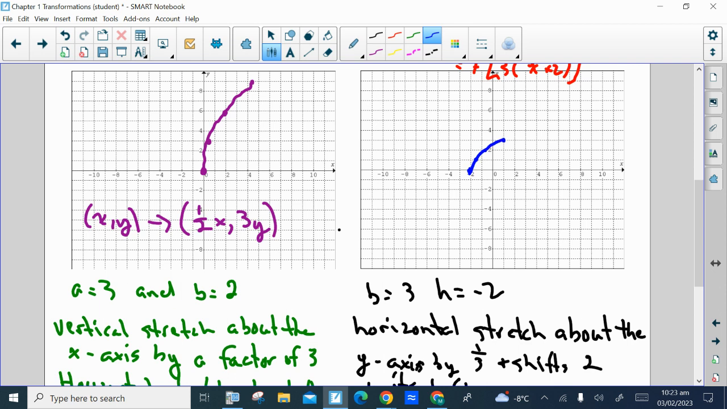So the original graph has a starting point and an ending point, so our new one will as well. There's no arrows on the ends. And our mapping notation: both of these transformations were on x. We took 1/3 of x, and then we subtracted 2. Our y values never changed.